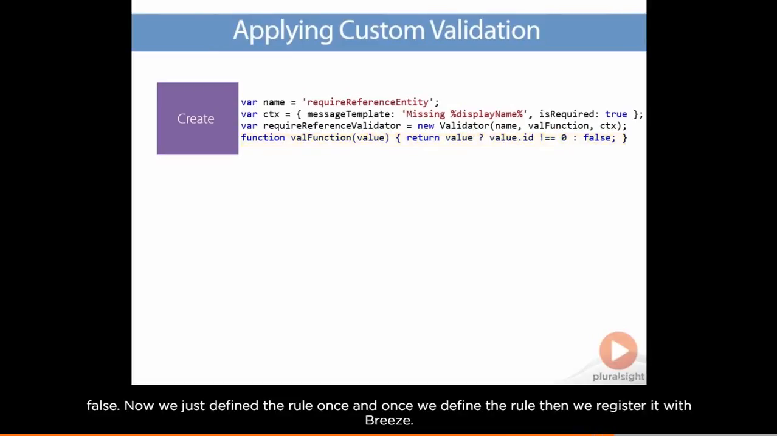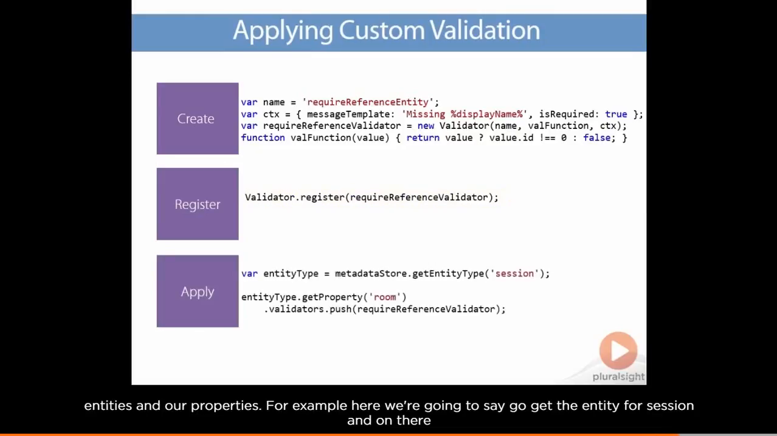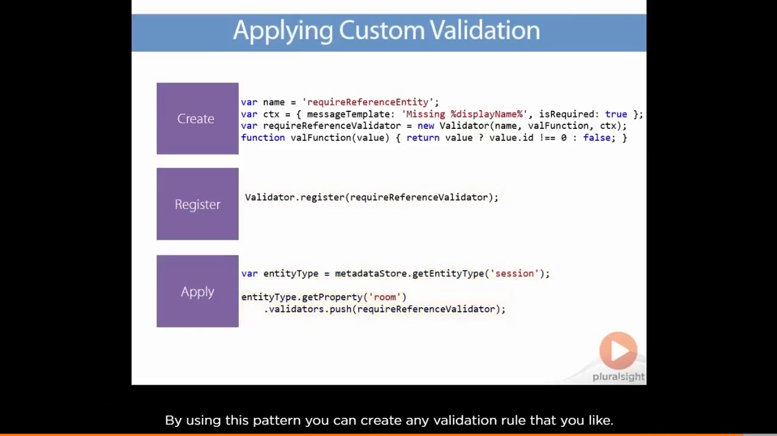Now we just defined the rule once, and once we define the rule, then we register it with Breeze. That's as simple as saying validator.register. And now that Breeze is aware of it, now we can apply it to entities and their properties. So for example here, we're going to say go get the entity for session, and on there there's a property called room, and we're going to apply this reference validator to that property. And by using this pattern, you can create any validation rule that you like.